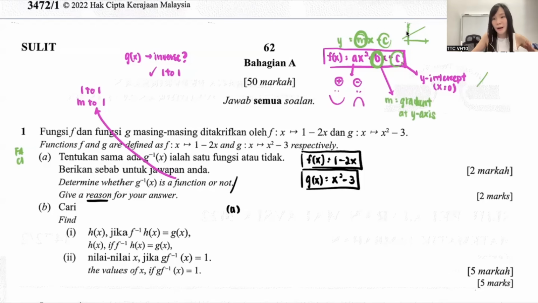Remember, anything going up, the gradient is always positive. Anything going down, the gradient is always negative. Anything horizontal, the gradient will be 0. Anything vertical, the gradient will be undefined. So this is basic. I hope you guys know, okay?